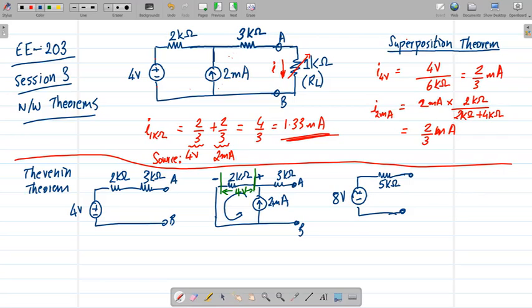So for the Thevenin resistance, I'm looking back from the terminals AB. So I'm looking into the terminals AB and I'm trying to calculate the equivalent resistance by short circuiting the voltage source and open circuiting the current source. So if I do that, the only resistances are 2 and 3 in series. So that's the Thevenin equivalent, right?